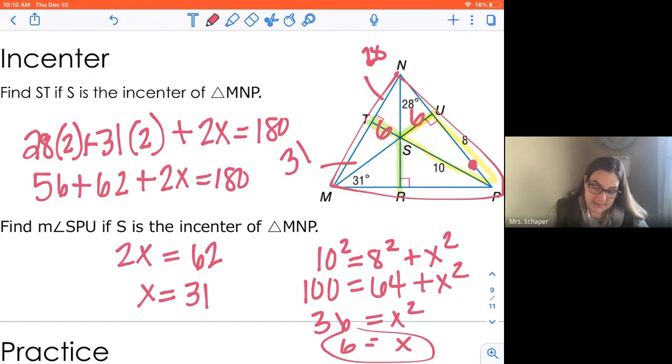Did I do that math right? Let me double check. 180 minus 56 minus 62. Yep, so it's going to be 31.